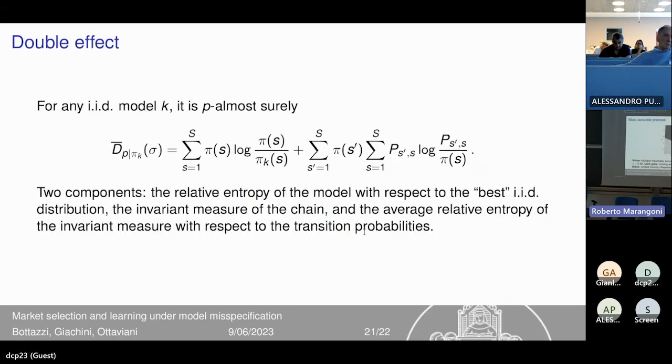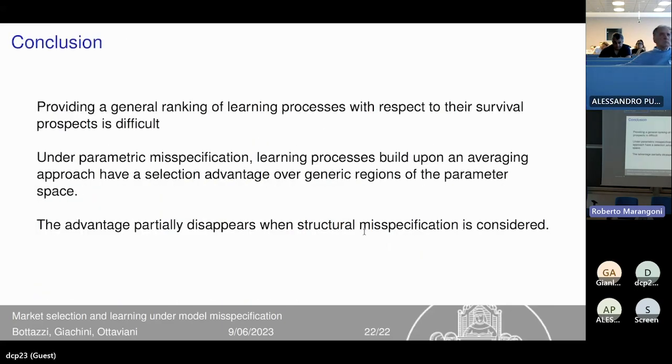Let me move to the conclusion. The message is, generally, when you consider a misspecified situation, the predominance of Bayes rules, or learning rules based on Bayes, is challenged. Not so much in the parametric case, when you have a problem of parametric misspecification, but if the misspecification is huge, then very simple and seemingly stupid rules do actually behave very well.